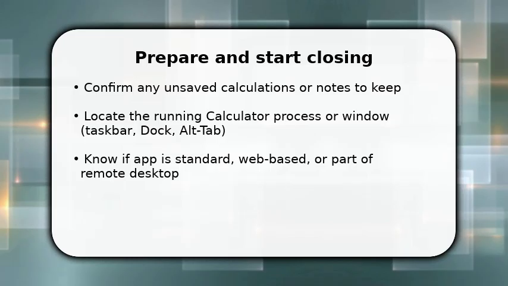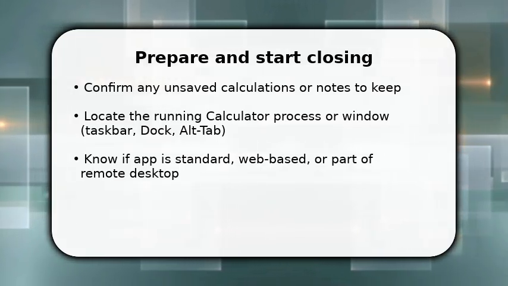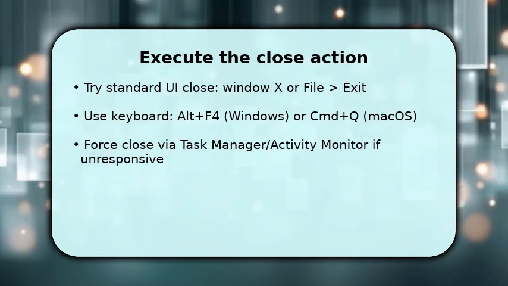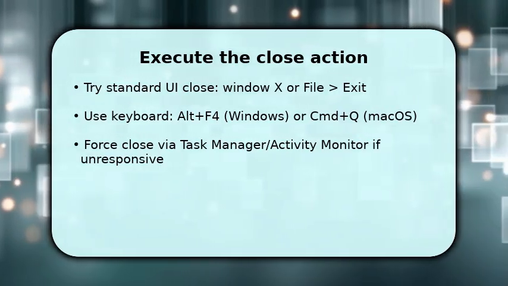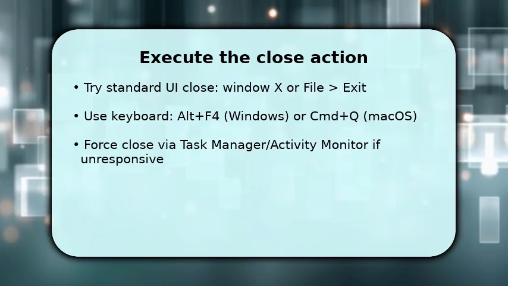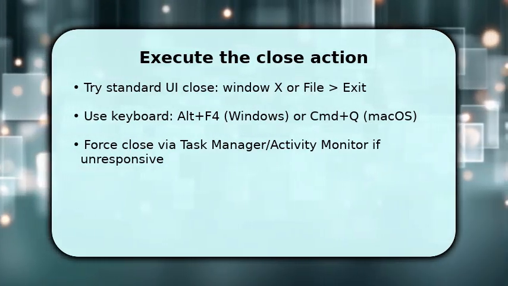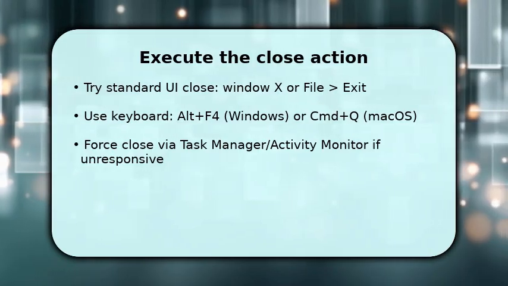Now that you've confirmed what to close, move to the explicit close actions described next. You can close the app using the normal interface. Click the window X or choose File Exit. This preserves normal shutdown. If you prefer keyboard speed, press Alt plus F4 on Windows or Command plus Q on macOS to quit immediately. For web calculators, close the browser tab.